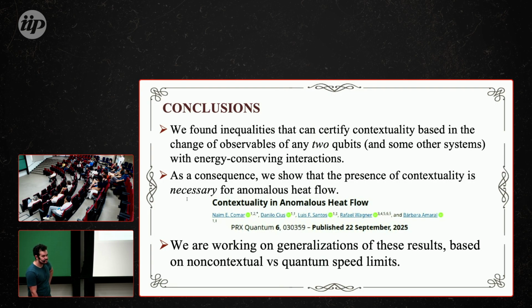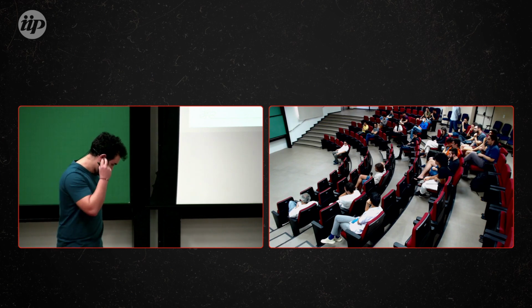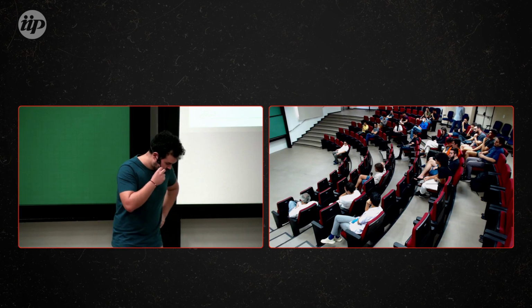Thanks for the very nice talk, Naim. Actually, my question was very similar to what Vitor asked, because you have this statement that contextuality is necessary for anomalous heat exchange. But then it is also known that if you allow a memory system, for example, to mediate the interaction, classical correlations can also induce anomalous heat exchange.